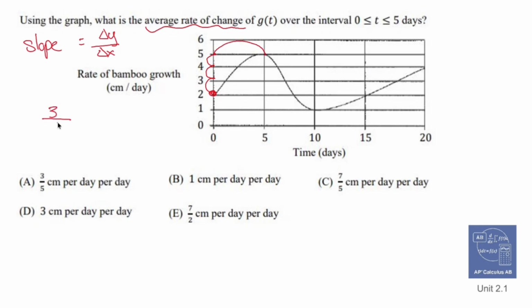So 3 over 5. Now the weirdness of this problem comes from the wording. My y values, my g of t values are actually a rate. So my 3 is going to represent centimeters per day, and my x values are days. So it's not 3/5 centimeters per day, it's 3/5 centimeters per day per day. But the fact that it's 3/5 is the dead giveaway. Yeah, that's it. That's how I do that problem. Pretty simple.